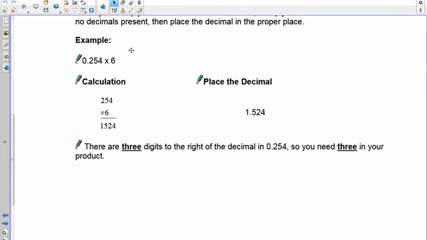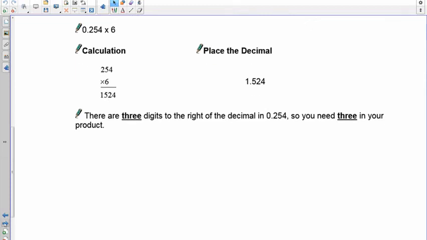Now you can also do it by estimating. This is 2/10 times 6, which gives you about 1.2. So the decimal would be between the first 2 non-zero digits, or right here. So you can do it either way. I find that counting the decimals is easier. All right, let's move on.